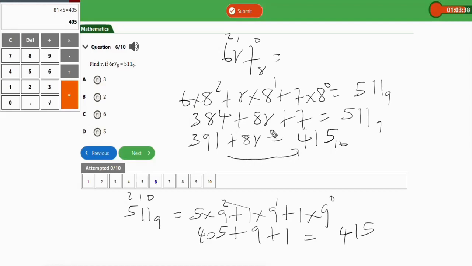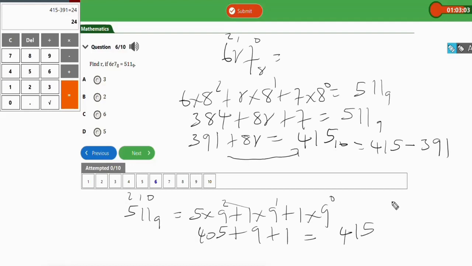Alright, so let's do it, guys. So we're going to have 415 base 10 minus 391. You can always punch it on this calculator. So we have 415 minus 391. So we have the output to be what? 24. Alright, so we have 24.